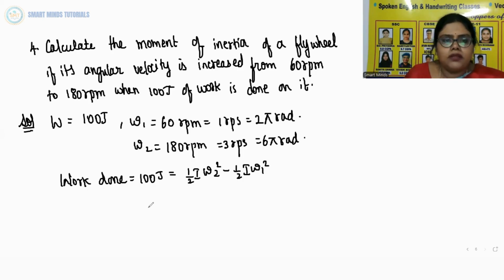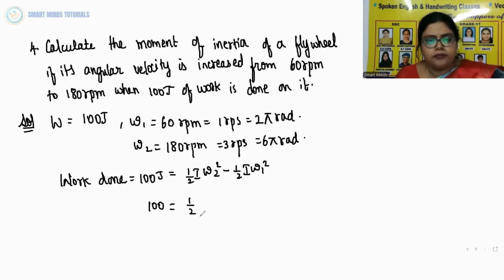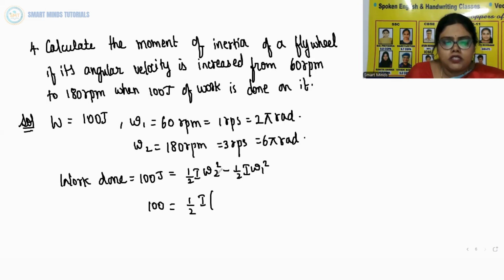Now in the place of work done we write 100 joules, that is half I into omega 2 square minus omega 1 square. We are taking half common. We don't know what the moment of inertia is, we are writing it as I. And omega 2 is 6 pi, so omega 2 square will be 36 pi square. And omega 1 is 2 pi, so omega 1 square will be 4 pi square.